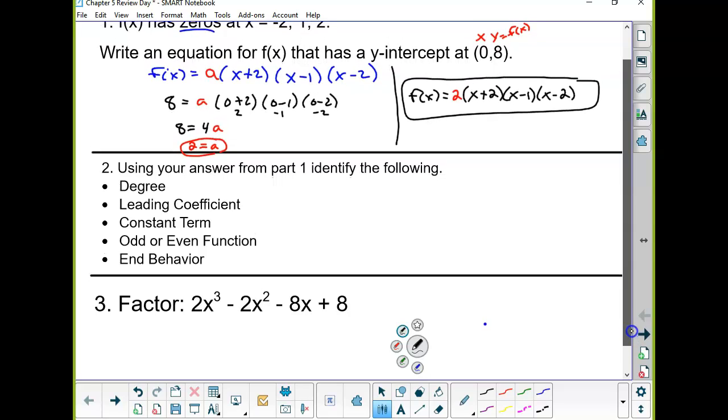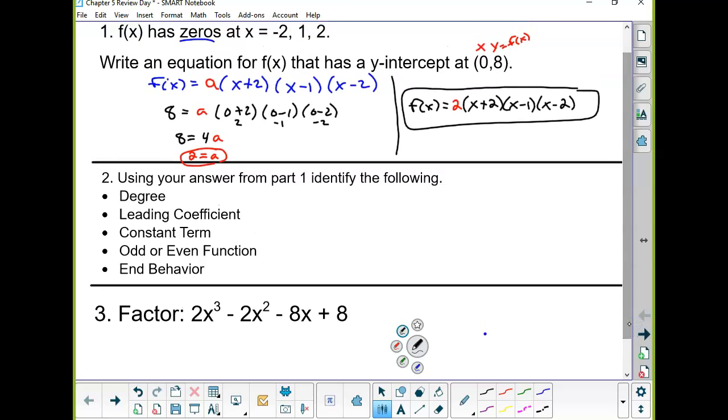Now, I wasn't sure if we were ready for number 2. It really depended on how your answer came out for number 1. But now that I have this form, if you wanted to, you could expand this out. You could FOIL and multiply all of it out and then get everything in standard form, or we might be able to use just some intuition here.